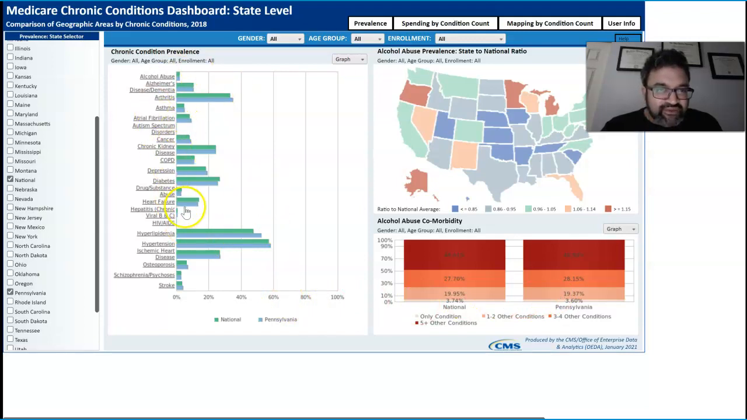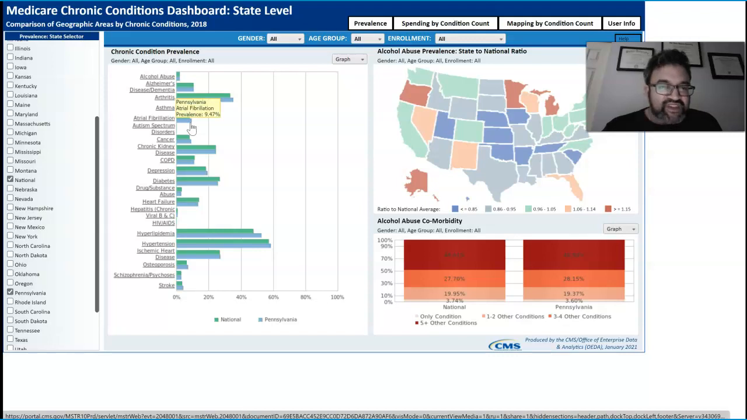Looking at the chronic condition prevalence, the rate of arthritis in Pennsylvania is a bit higher than the national average, so that is of concern. Atrial fibrillation occurs more often in Pennsylvania than in the rest of the U.S., with prevalence at 9.47% in Pennsylvania, whereas the national average is 8.41%. But one that is kind of alarming with Pennsylvania, especially, is hyperlipidemia. And this is all very current 2018 data.